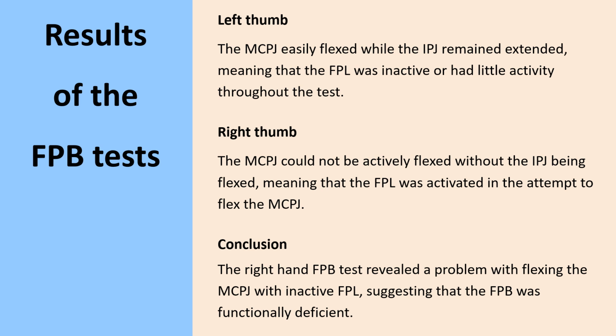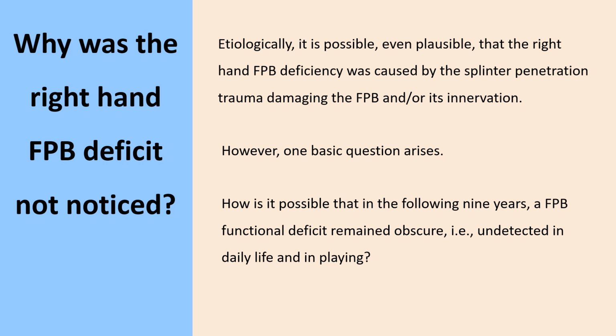Conclusion. The right hand flexor pollicis brevis test revealed a problem with flexing the MCP joint with inactive flexor pollicis longus, suggesting that the flexor pollicis brevis was functionally deficient. Etiologically, it is possible, perhaps even plausible, that the right hand flexor pollicis brevis deficiency was caused by the splinter penetration trauma damaging the flexor pollicis brevis and/or its innervation.